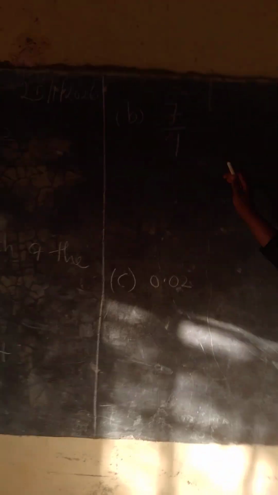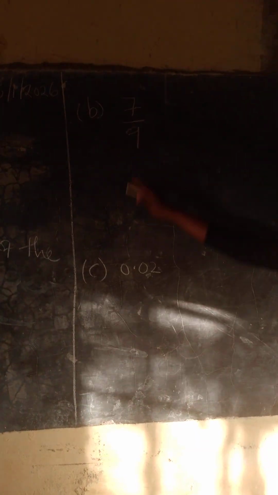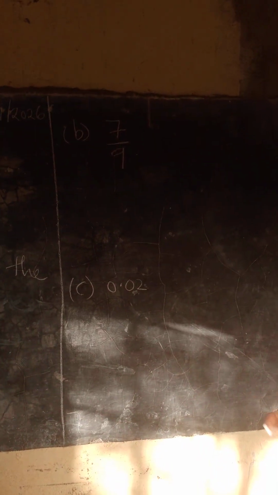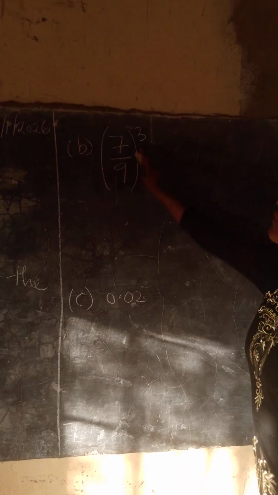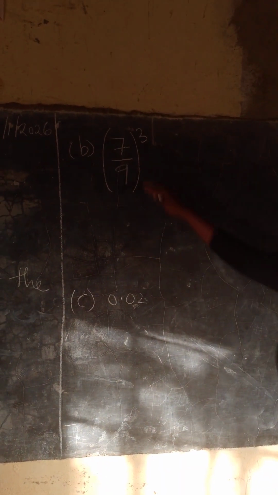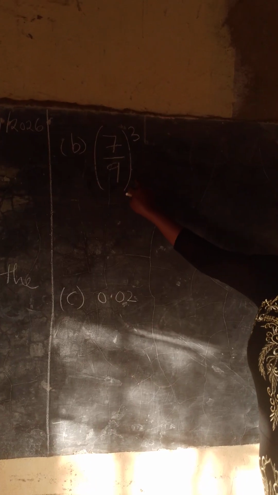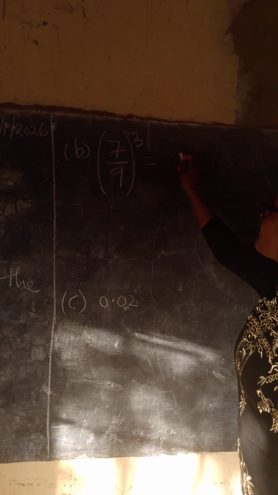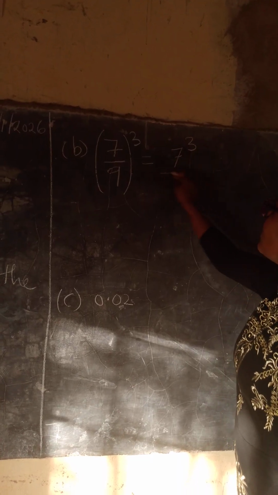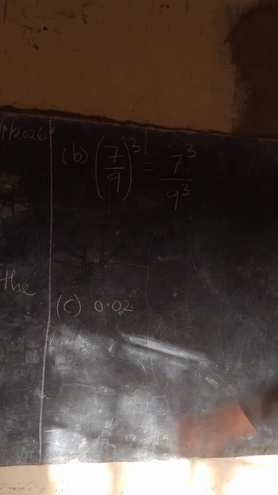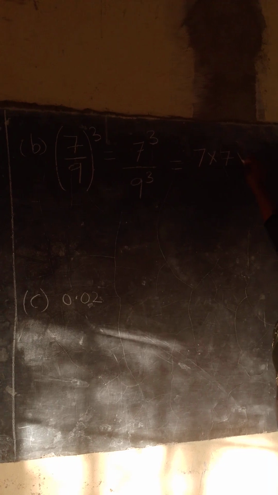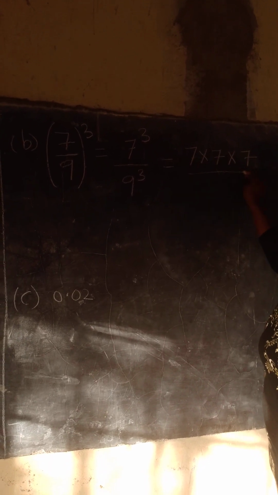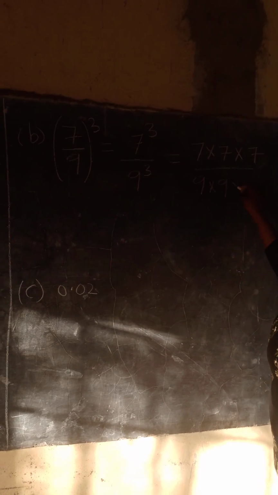The next question, question B, is a fraction. We are finding the cube of 7 over 9. This case will have the cube of the whole fraction. That is, cube of the numerator, cube of the denominator. And this will be the same as 7 cubed over 9 cubed. This can also be written as 7 times 7 times 7, then over 9 times 9 times 9.